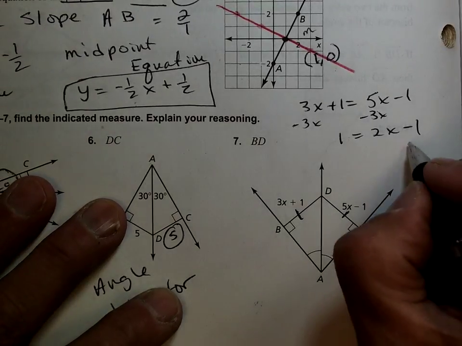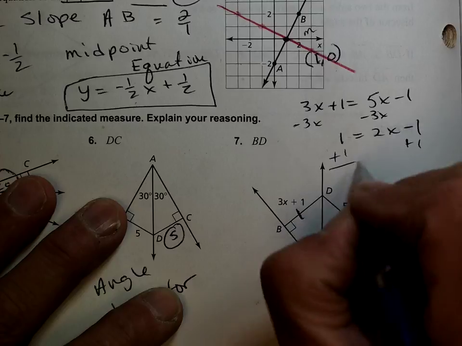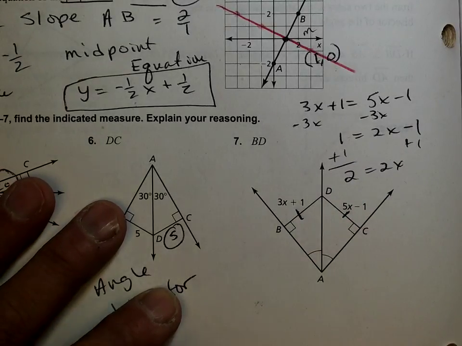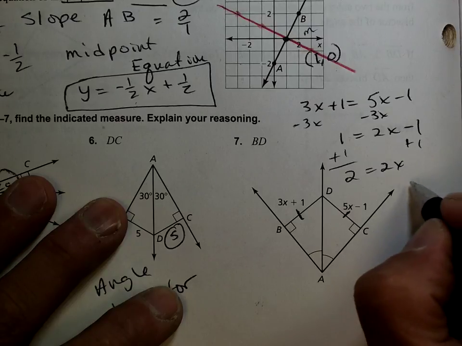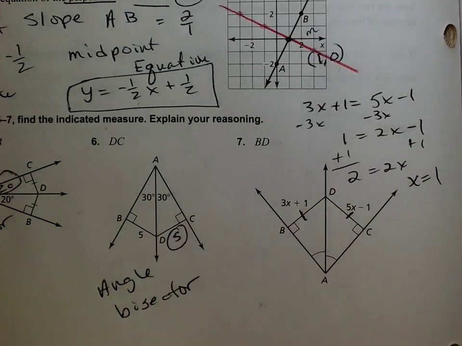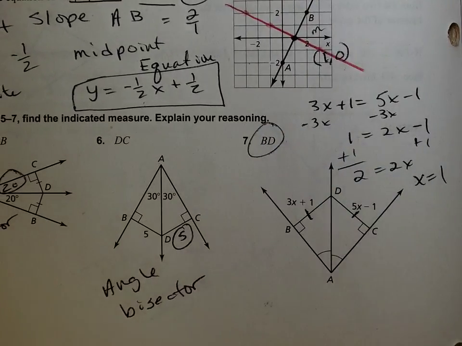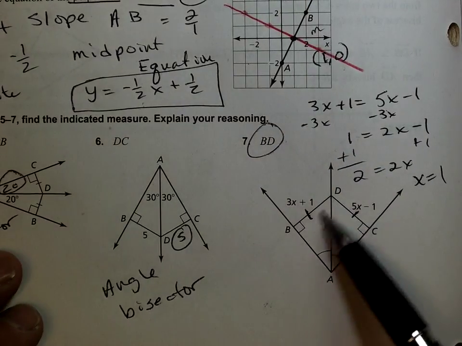Plus 1, 2 equals 2x, right? Divide by 2, and I get x equals 1. Okay, but that's not the answer. X equals 1 is not the answer because what I want to find is BD, right? I'm going to find BD, which is right here.